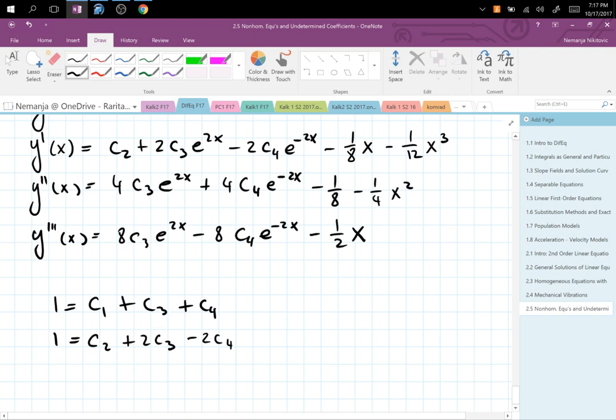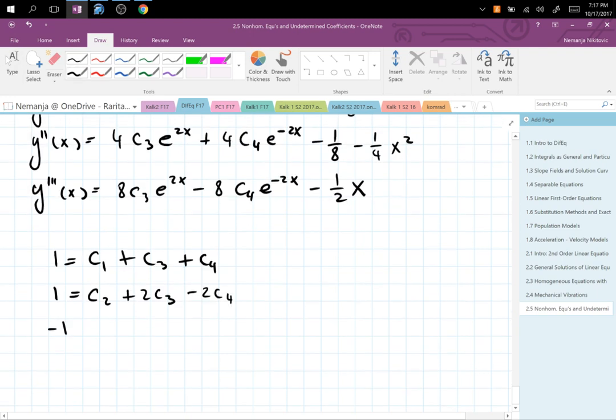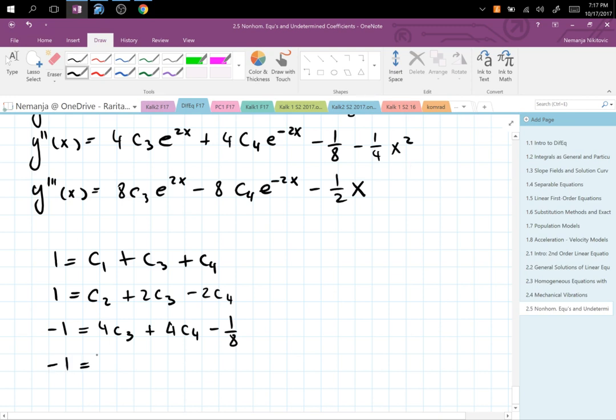And then we have a negative 1 for the second derivative. 4C3 plus 4C4 minus 1 over 8. That actually survives. And then x squared dies. And then a negative 1 on the last one. 8C3 minus 8C4, and then that one dies. Great.